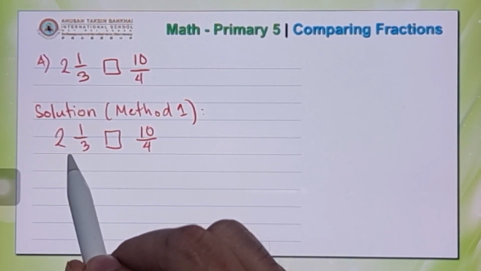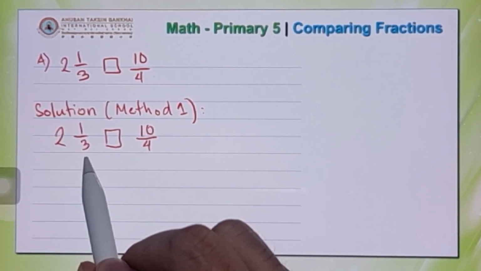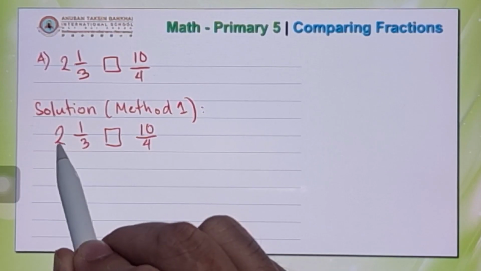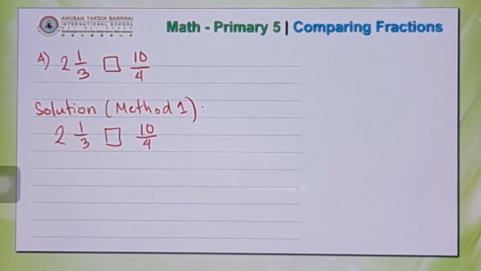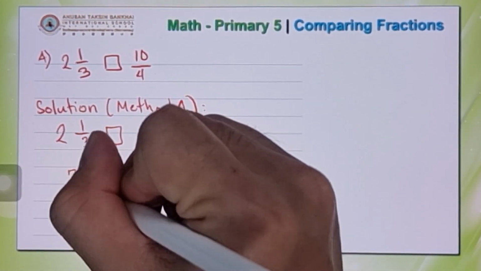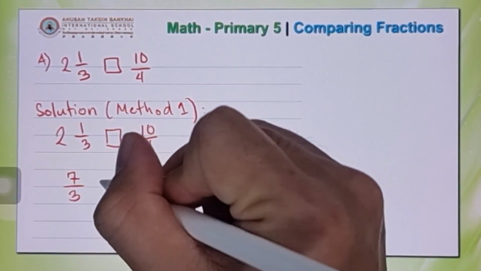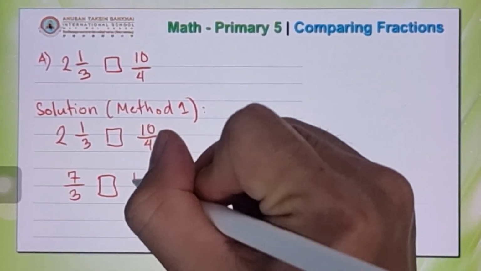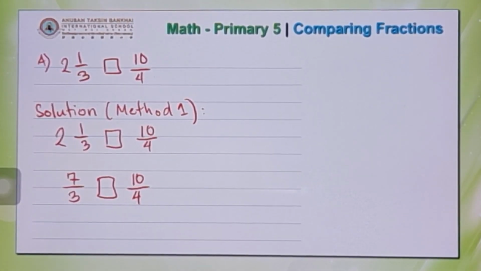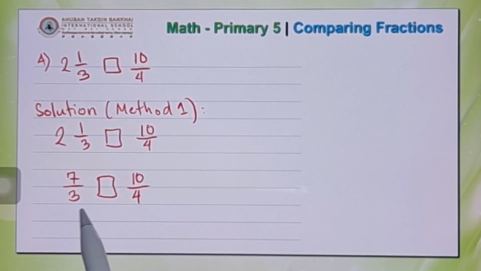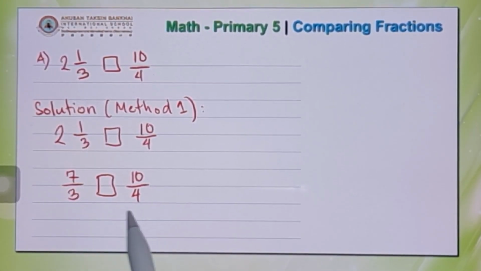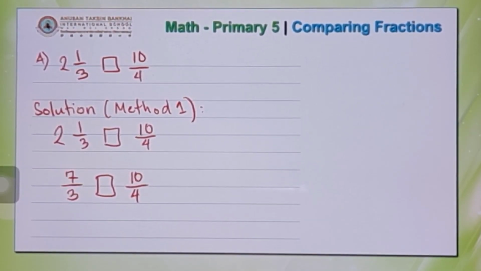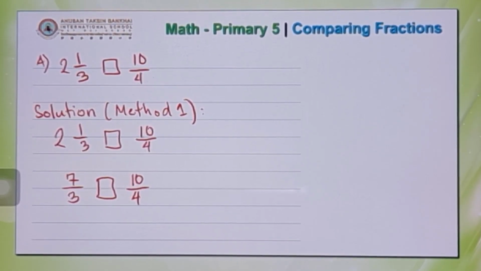So now we change this to improper fraction. So we multiply 3 times 2, we have 6 plus 1, we have 7 over 3 blank 10 over 4. Okay, so take note that our denominators are not the same. So we need to change it and find its LCM.